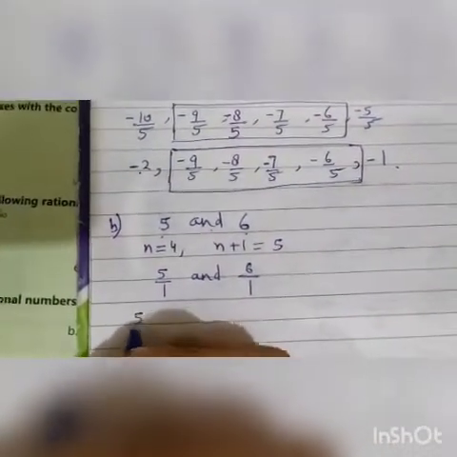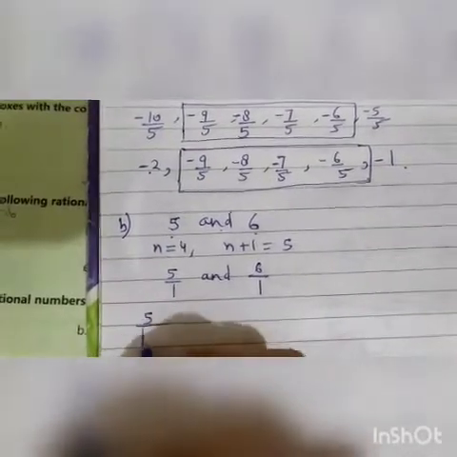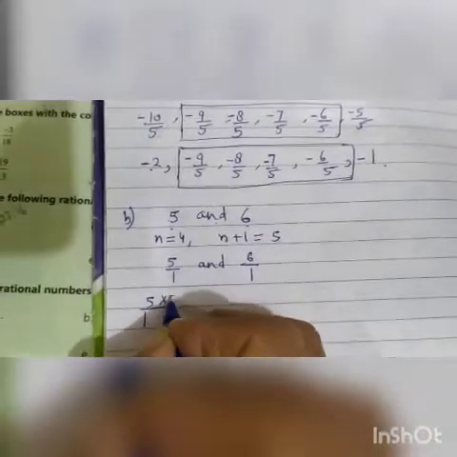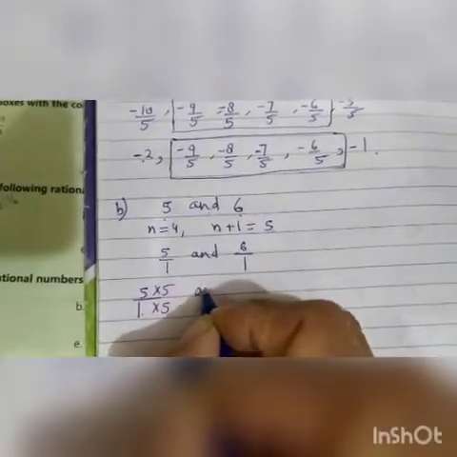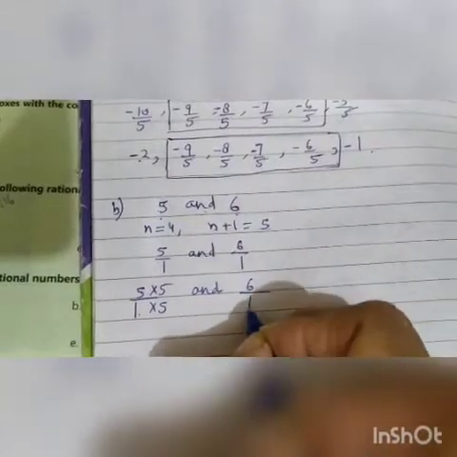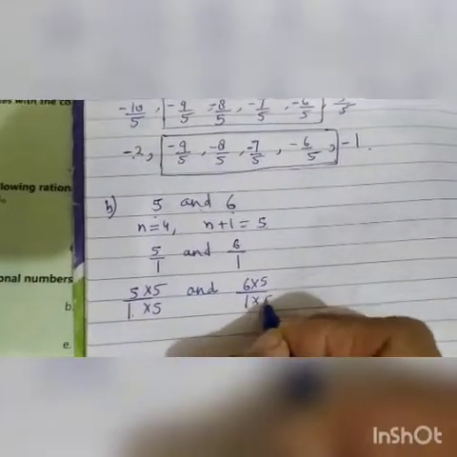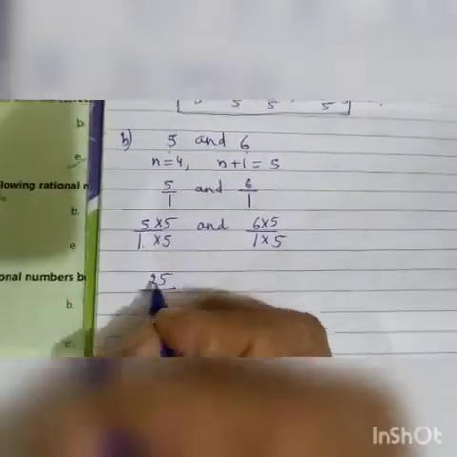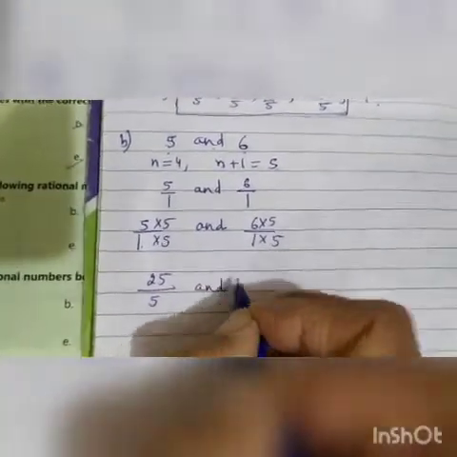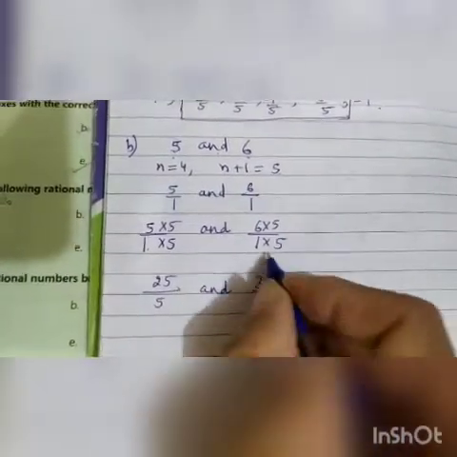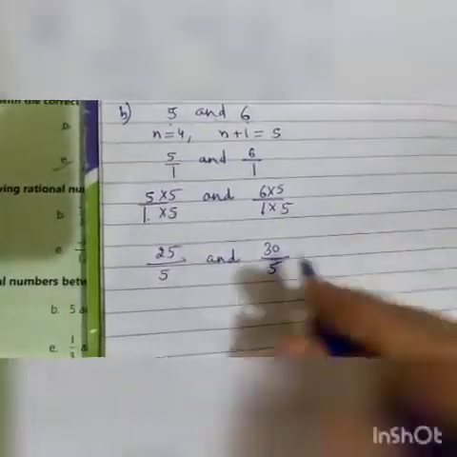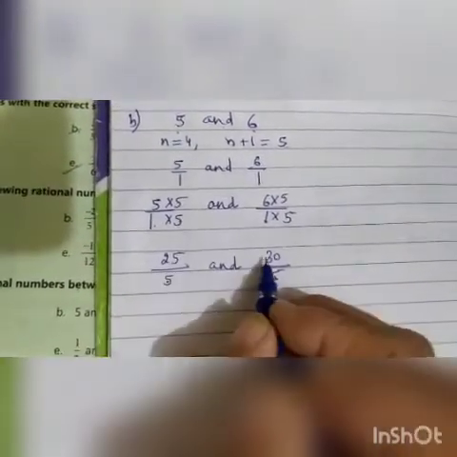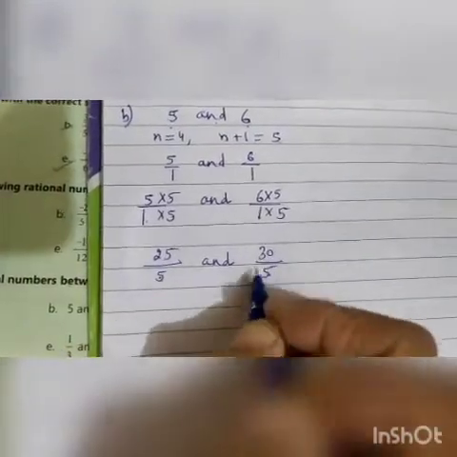Again multiply the numerator and denominator by n plus 1. N plus 1 means 5. So 5 multiplied by 5, and 6 upon 1 multiplied by 5. Five fives are 25 upon five ones are five, and six fives are 30 upon five ones are five. See, again both the denominators are the same. Now we will write four rational numbers between 25 upon 5 and 30 upon 5.